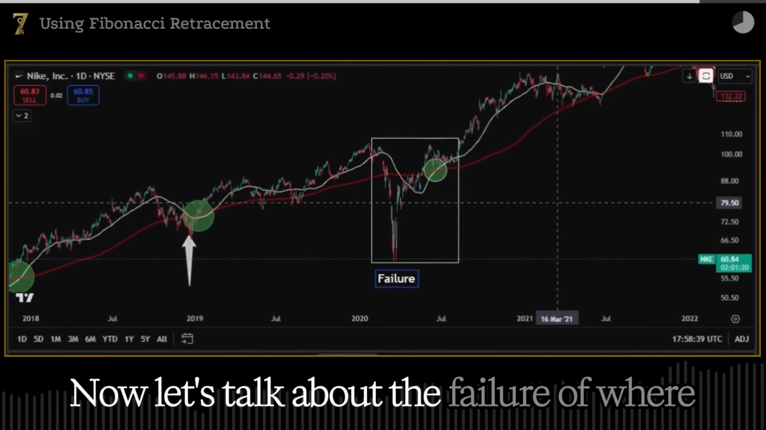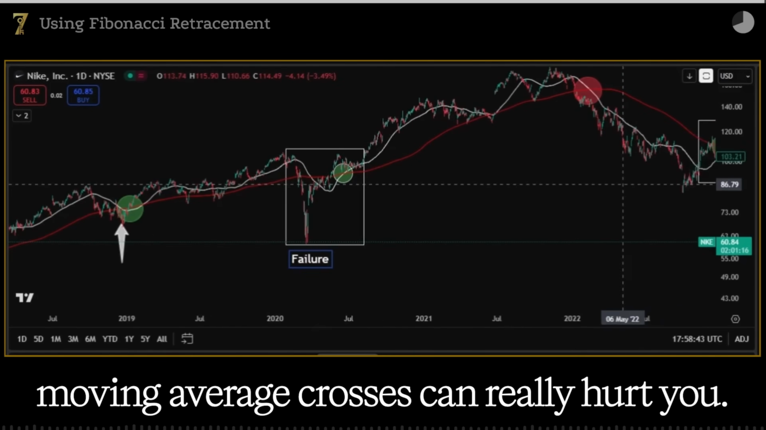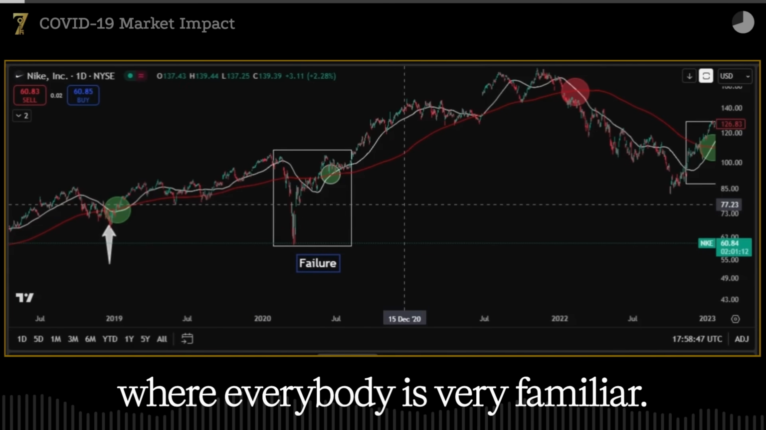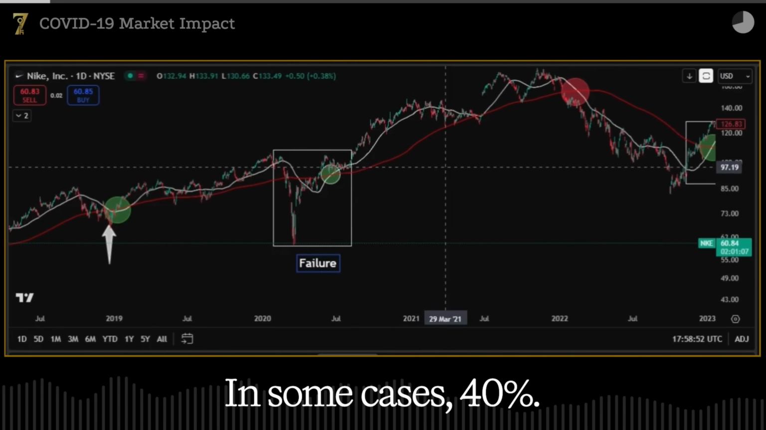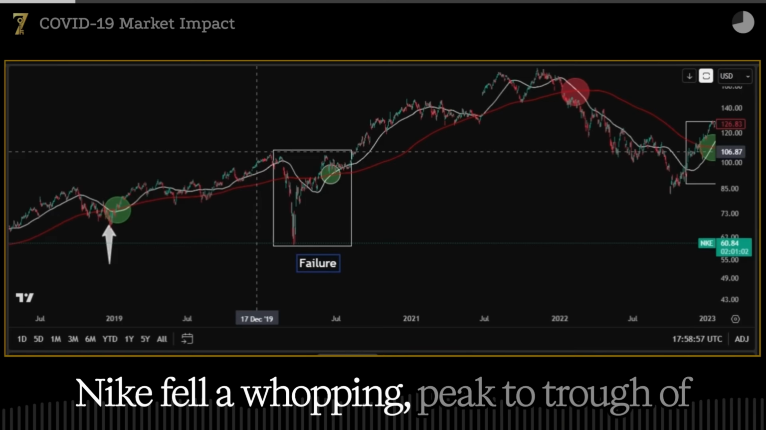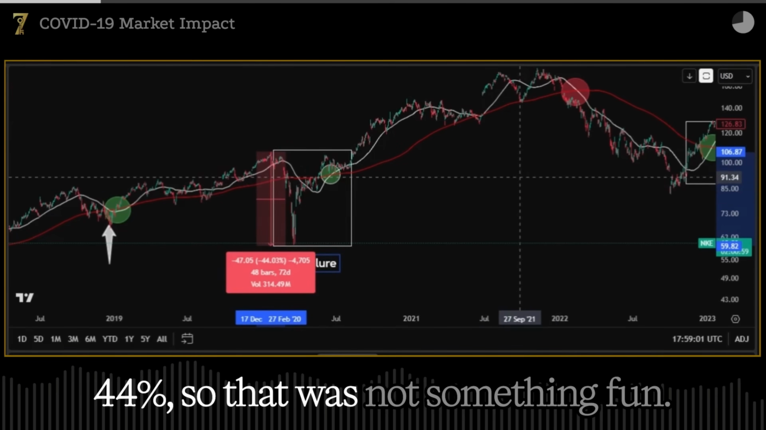Now, let's talk about the failure of where moving average crosses can really hurt you. This is a failure right here. This was the COVID crash low where everybody is very familiar. We had large drawdowns in the market of 20, 30, in some cases 40% in major indices, and that was no exception to Nike. Nike fell a whopping peak to trough of 44%. So that was not something fun.